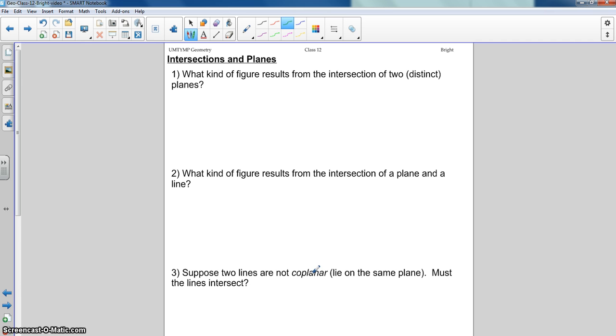So my first question here is, what figure results from the intersection of two distinct planes? So if I attempt to draw this, I'm going to have one plane as kind of my flatter surface. Okay, and then the other plane I'm going to attempt to draw straight through it. And so this is going to look something like so.